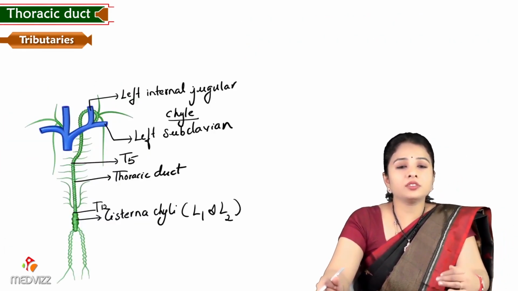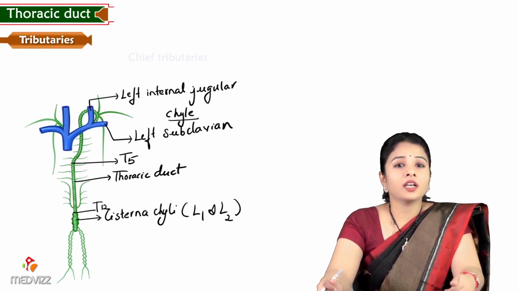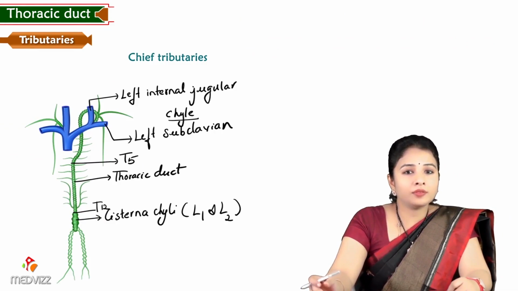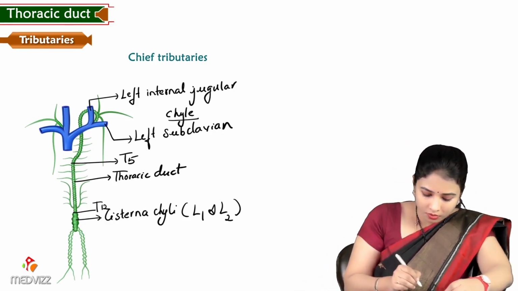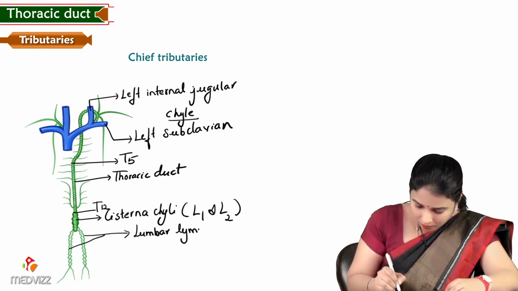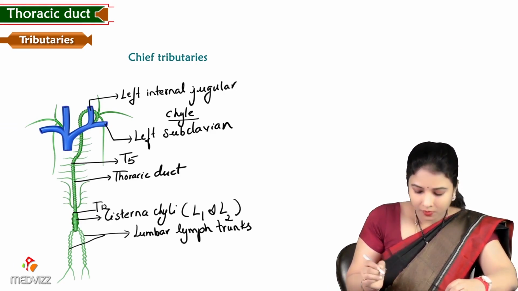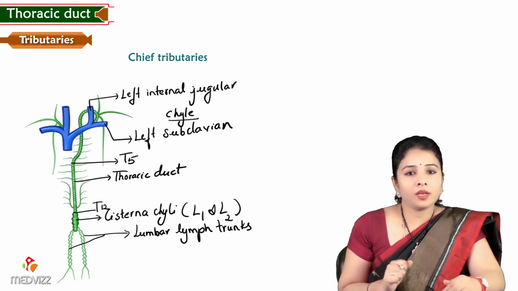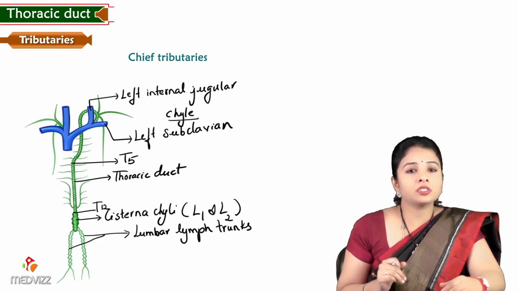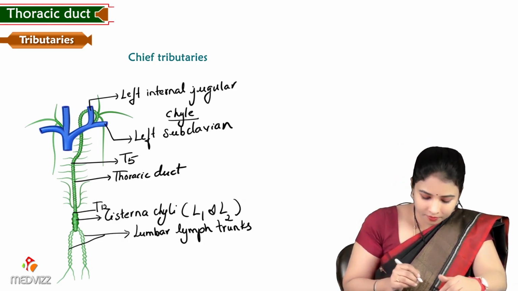Let's see the tributaries of the thoracic duct. The chief tributaries are right and left lumbar lymph trunks. So right and left lumbar lymph trunks, and also the chief tributaries are right and left intestinal lymph trunks.